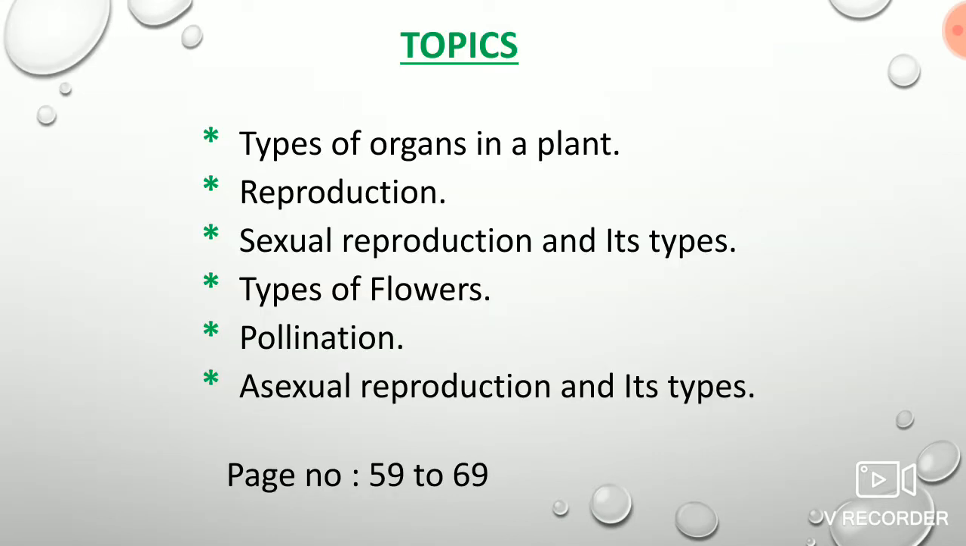The topics which we are going to discuss today are types of organs in a plant, reproduction, sexual reproduction and its types, types of flowers, pollination and asexual reproduction and its types. Students, in your textbook, these topics are available from page number 59 to 69. Now, let us enter into the lesson.